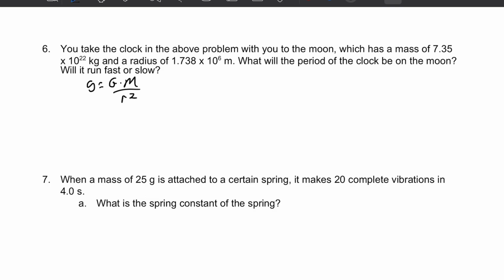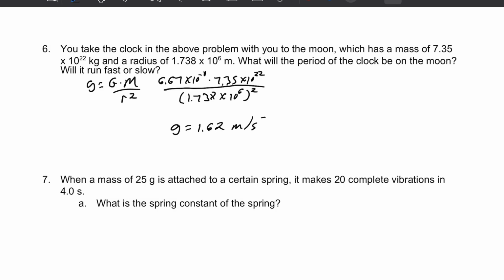Well, first we need to find out what is G, what is the acceleration of gravity for the moon. If we don't remember, G is equal to gravitational constant 6.67 times 10 to the minus 11 times the mass of the planetary body divided by the radius squared. So we got 6.67 times 10 to the minus 11 times 7.35 times 10 to the 22nd divided by the radius, and don't forget to square the radius, 1.738 times 10 to the 6 squared. When we do this math, little g for the moon would be equal to 1.62 meters per second squared.